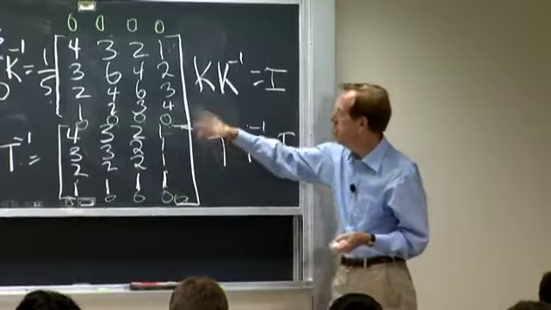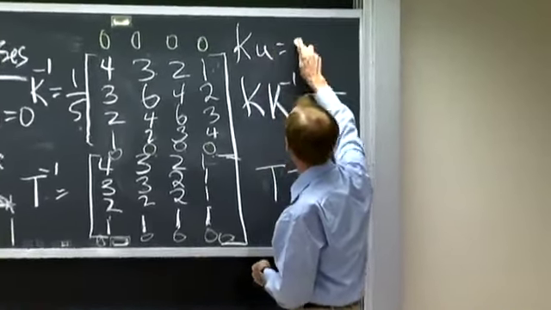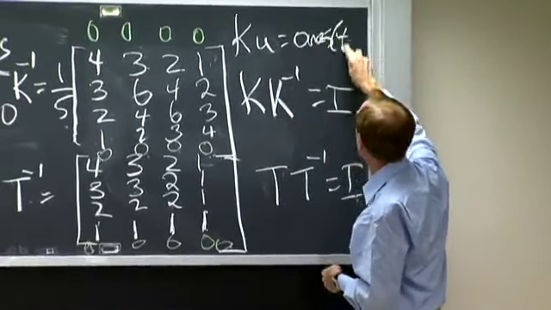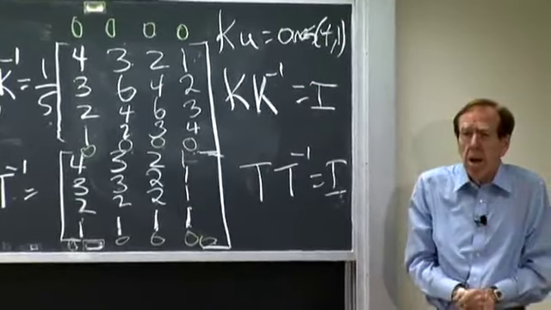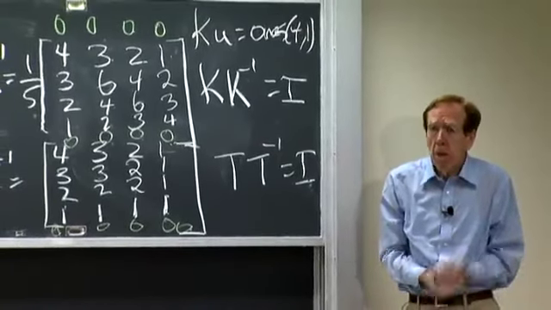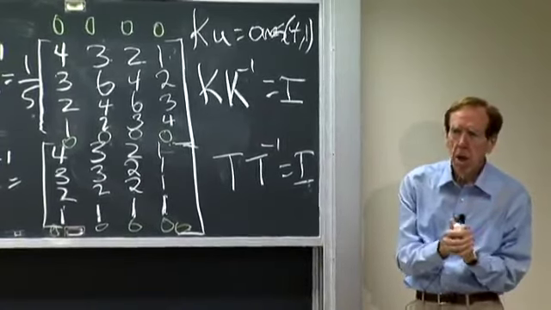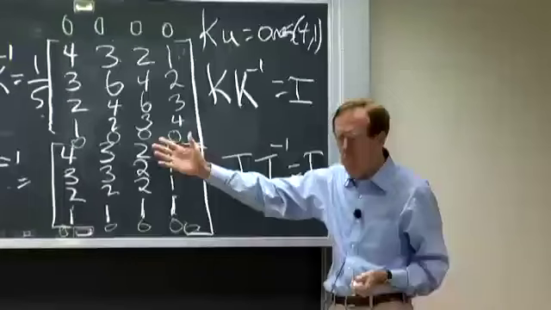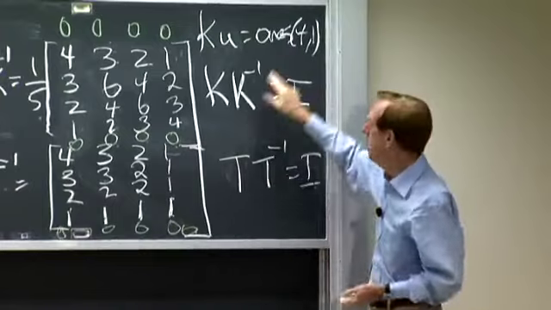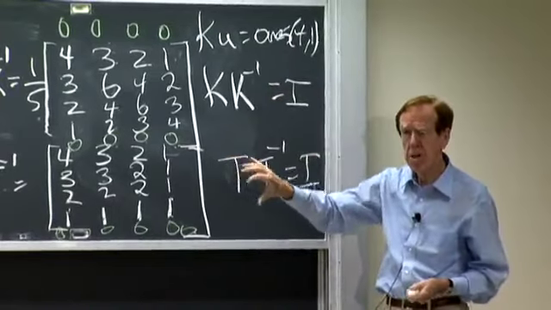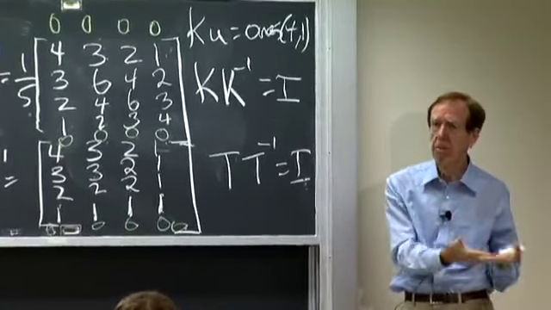Suppose I now tried to solve the equation KU equals ones of 4. So all ones. What would be the answer? How would I get it? I would just add the columns. Now, why would I do that? Right, because the right-hand side, the input, is the sum of the 4 columns, the 4 special inputs. So the output is the sum of the 4 outputs.